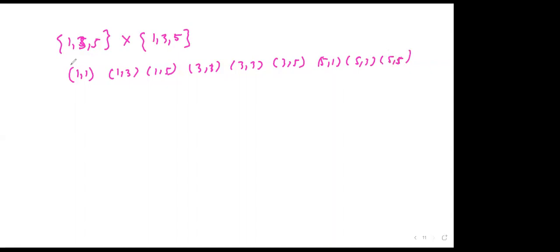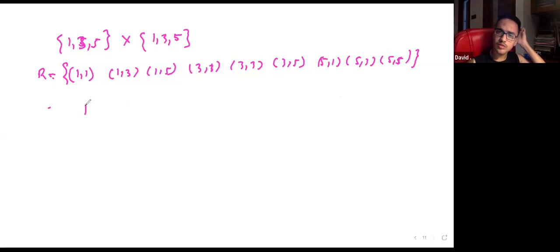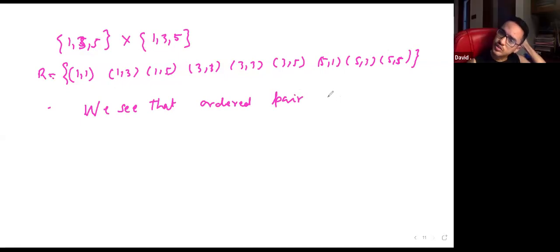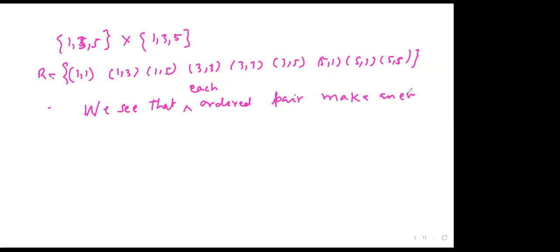This is the relation. Can you see that 1 minus 1 is 0, 1 minus 3 is 2? Whatever ordered pair we take, the difference is always an even number. For each ordered pair, that is what we had to prove.